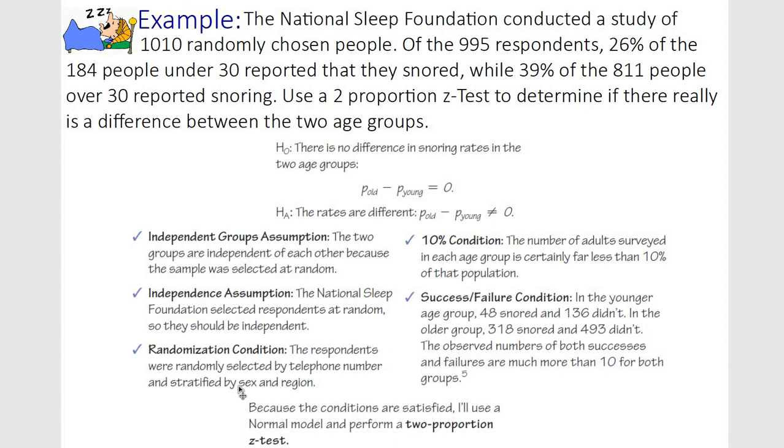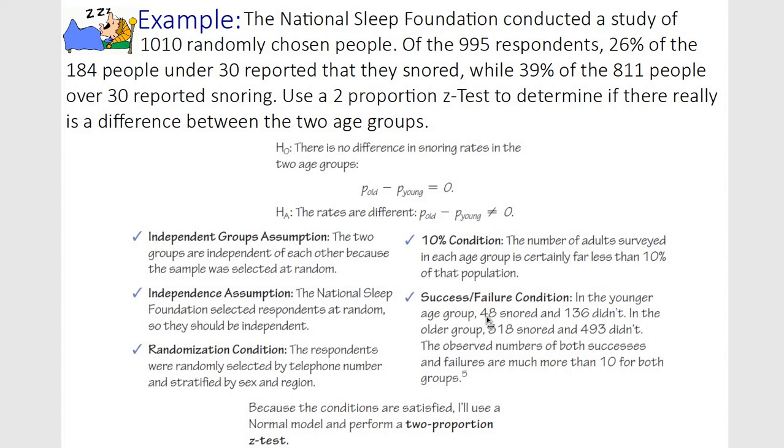Randomization condition: the respondents were randomly selected by telephone number and stratified by sex and religion. Did I not put all that info? I didn't put all that info. It's in the textbook, in full detail. I didn't just make this up. 10% condition: the number of adults surveyed in each group is certainly far less than 10% of the population. If 10% was only 1,000, less than 1,000 respondents, that's a very small group.